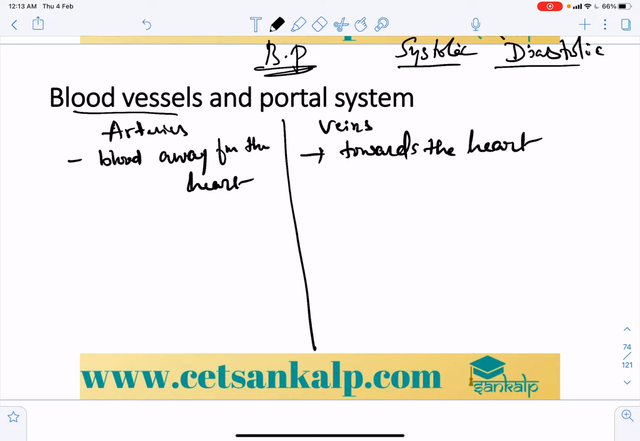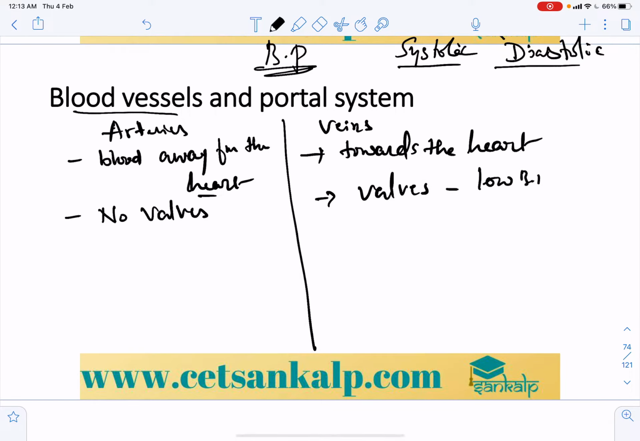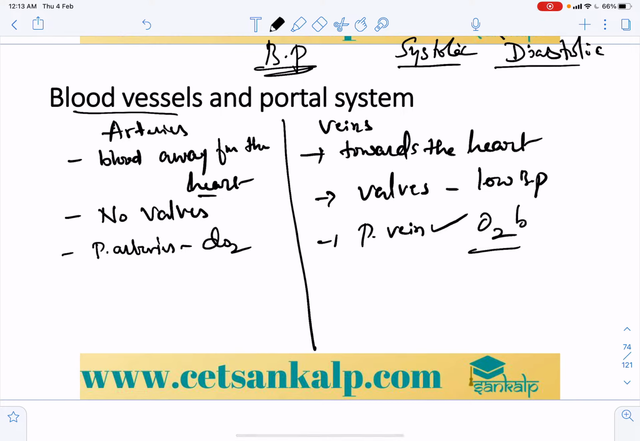And the very important thing we have to keep in mind is that the blood is pumped out at very high pressure into the arteries, so there are no valves there. In veins, valves are present to prevent backflow, because the blood pressure is very low. And there is an exception: the only artery which carries deoxygenated blood is the pulmonary artery, and the only vein which carries oxygenated blood is the pulmonary vein. We already discussed this.